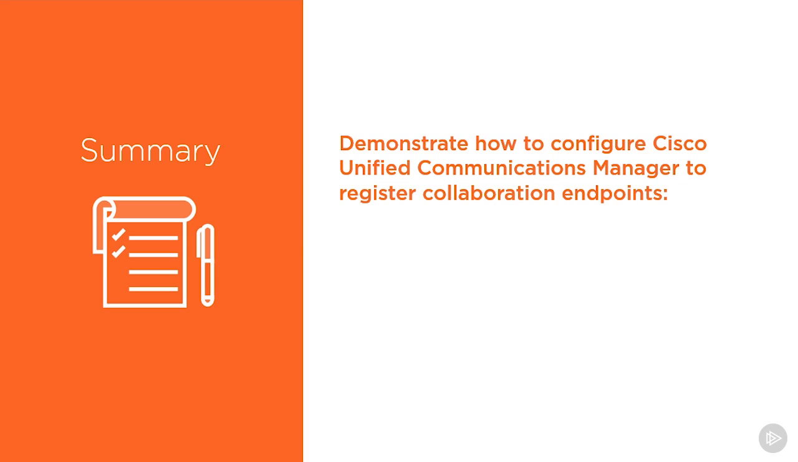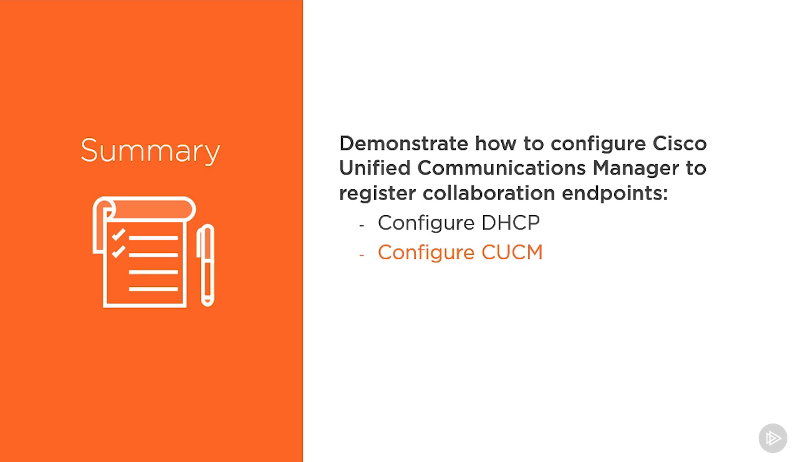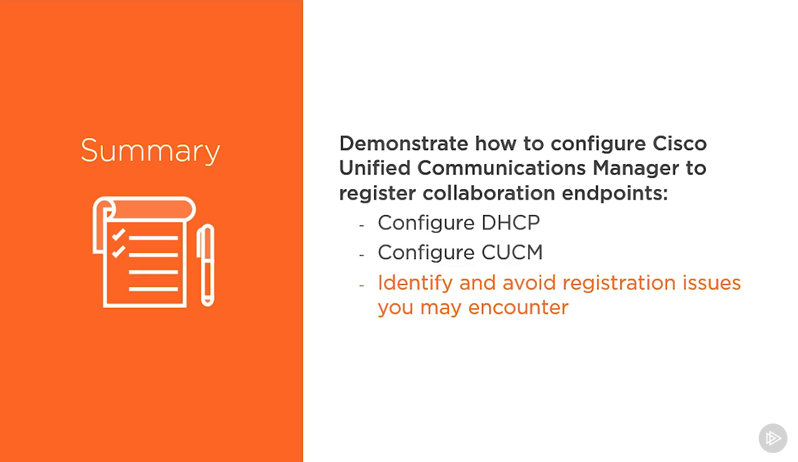In it, we demonstrated how to configure Cisco Unified Communication Manager so that we could register collaboration endpoints. We showed you how to set up DHCP so that our endpoints can get the right information. They're going to need to know option 150 so that they can find their Trivial File Transfer Protocol TFTP server. We demonstrated how to configure Unified Communication Manager so that our endpoints can register. And then we also showed you what problems to look for and how to avoid them during registration so that you can make sure that everything's configured properly and your endpoints register.